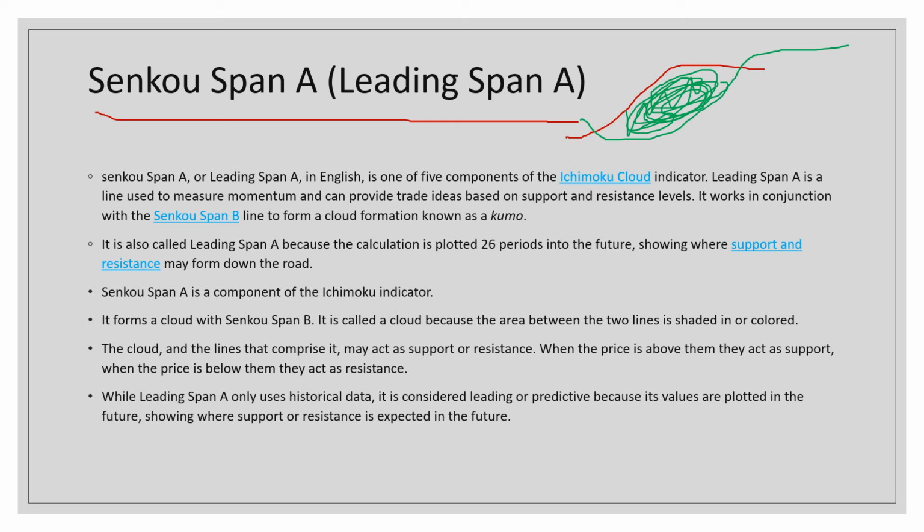The area made up by span A and B is called the Kumo cloud. So the Senkou span is an important component of the Ichimoku indicator. It forms a cloud with Senkou span B, and it is called a cloud because the area between the two lines is shaded in color. Senkou span A and B usually cross over each other and make a clouded region, and that is called the Kumo cloud.